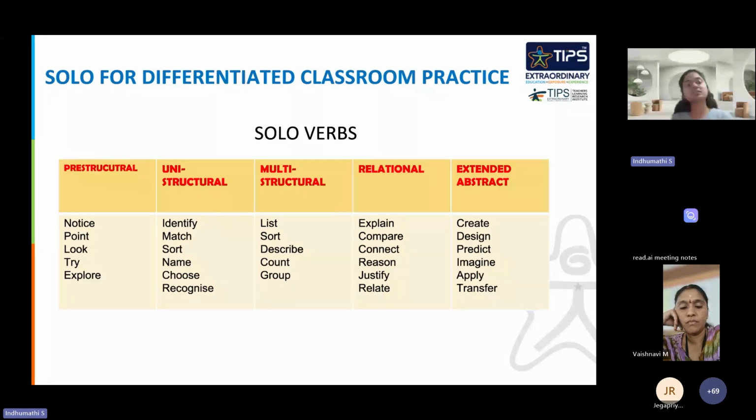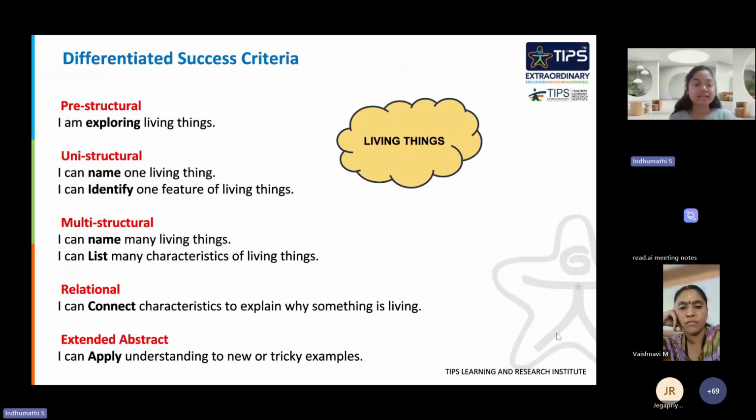So these are the respective SOLO verbs we can use for the different levels of thinking that is happening in our children. So how do we use these SOLO verbs? We can use these SOLO verbs for writing our success criteria. So let's see an example.